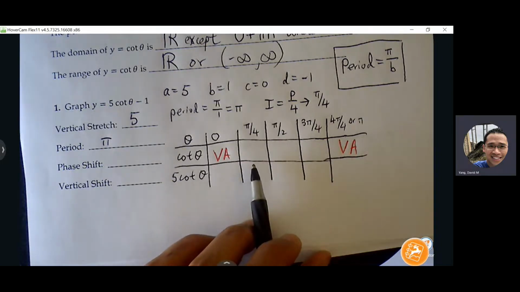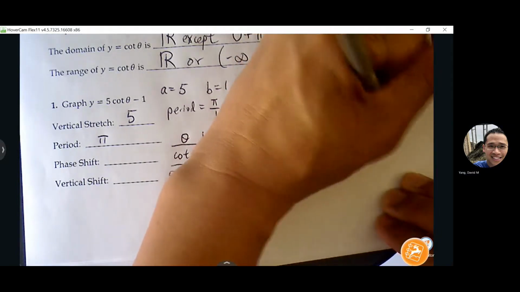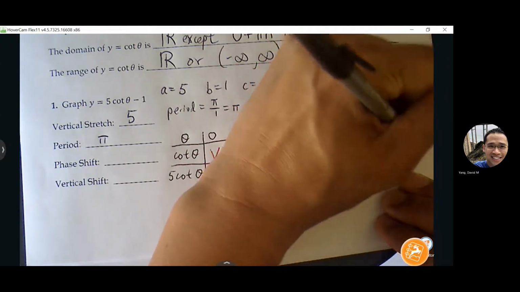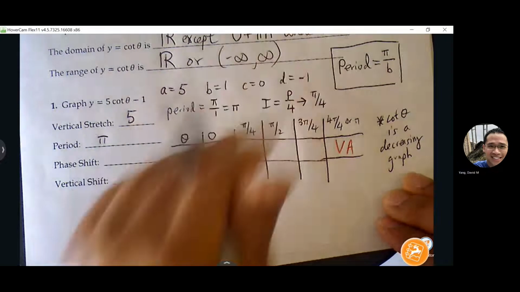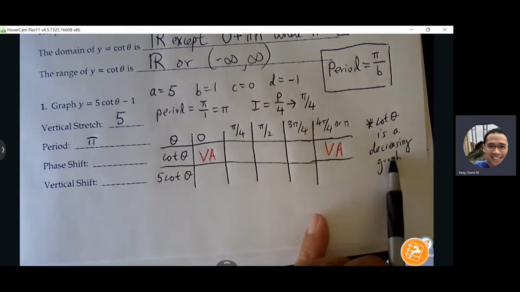Your cotangent is going to be decreasing. Okay, your cotangent is a decreasing graph. If you had to guess, tangent is going to be a what? Increasing. Yeah, so that's really the only difference. Cotangent is going to be decreasing. Tangent is going to be increasing. And then they're going to be misaligned a little bit. But if you can keep that in mind, then you're going to see a lot of similarities between cotangent and tangent. Okay, it's going to be a decreasing graph.